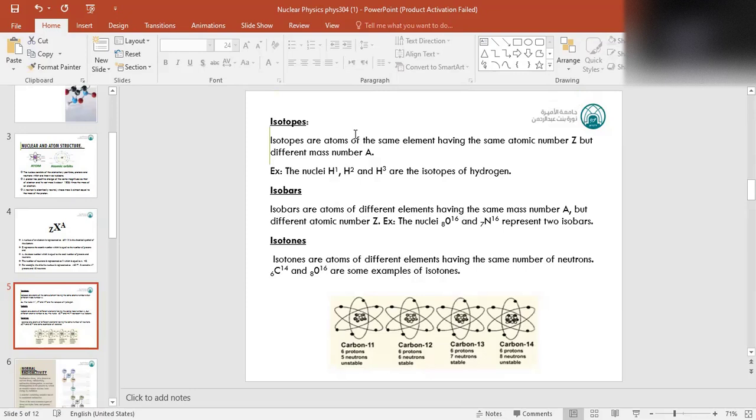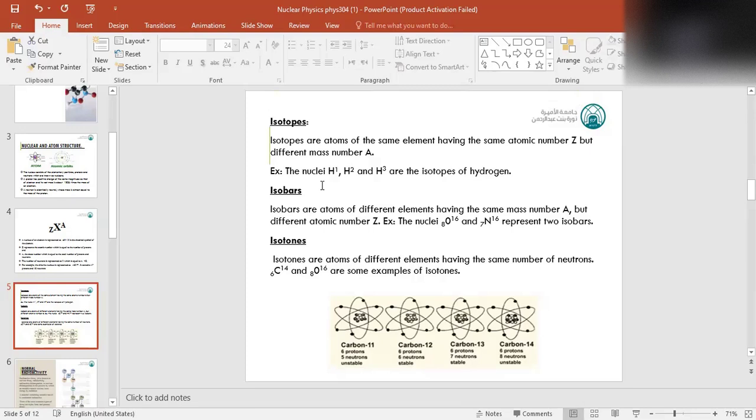Isotopes are the atoms of the same element having the same atomic number Z, but with different mass number A, like the isotopes of hydrogen, H 1 1, H 1 2, and H 1 3. The three atoms have the same Z number, but different mass numbers because they have different numbers of neutrons.